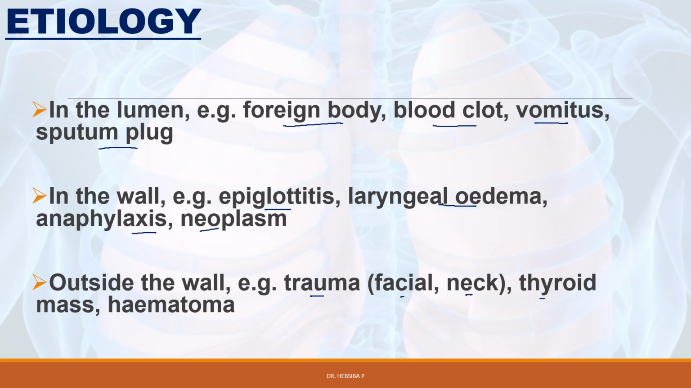Okay. In the lumen, causes like a foreign body, blood clot, vomitus, or sputum have entered the airway tract itself. There is a blockage inside the tract. In the wall, in the sense epiglottitis, laryngeal edema, anaphylaxis, or neoplasm, will constrict the respiratory tract. Then outside the wall, the problem is not in the airway but outside the airway tract. That is trauma because of any injury, thyroid mass that will compress the airway, and hematoma, which will also obstruct the airway.